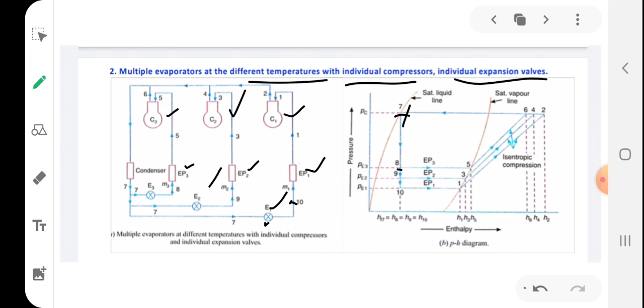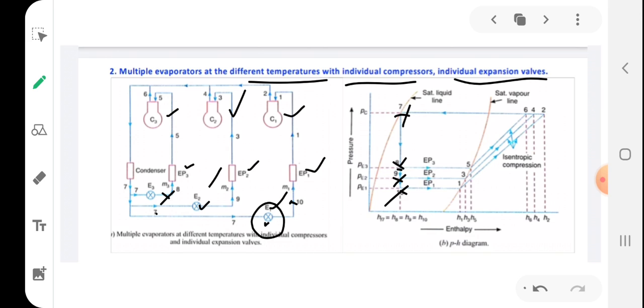So from 8, at 7, the saturated liquid coming from the condenser will expand in expansion valve 1 to the point 10, and some part will get expanded from 7 to 9 in expansion valve 2, and some part will expand from 7 to 8 in expansion valve 3.